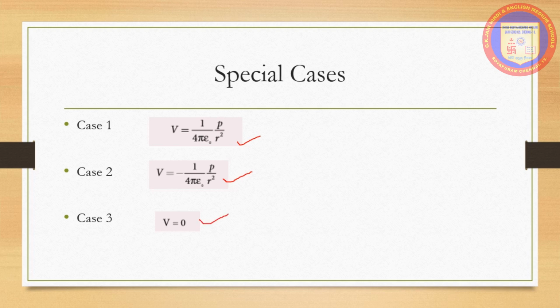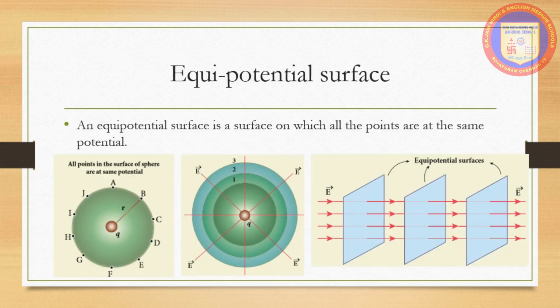The next topic is equipotential surface. Consider a point P located at some point in space, and an imaginary sphere of radius r is chosen by keeping the charge q at the center, which is shown in the first diagram. The electric potential at all points on the surface of the given sphere is the same. Such a surface is called an equipotential surface.